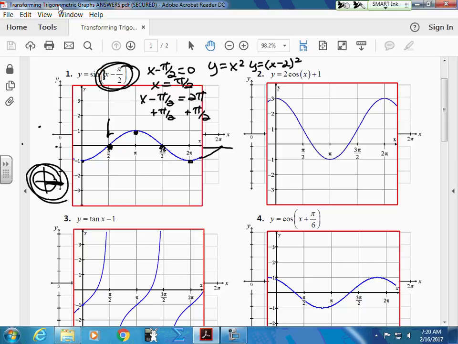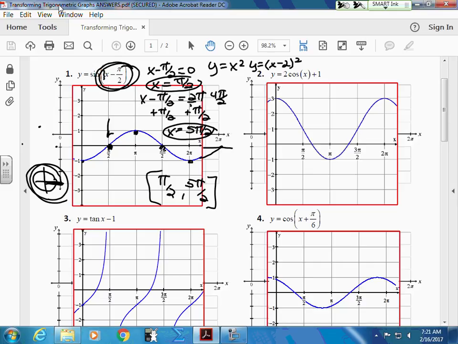And when you're adding fractions, just convert this to the same denominator. So this would be the same as 4 pi over 2, right? Just like you do when you're naming your radians. And when I add this, I get 5 pi over 2. So my cycle goes from here to here. This is my first complete cycle.